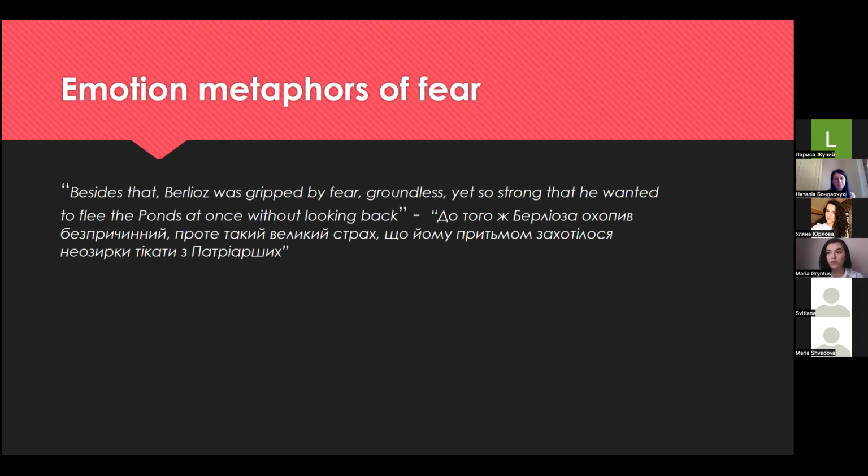The next emotion metaphor we are to discuss is fear. The self as a container metaphorical expression is represented in the sentence outlined, and the strategy of reproducing the same image in the target language was used in this example, because "ohopevstrach" literally means "gripped by fear" and also functions as a metaphor in Ukrainian.